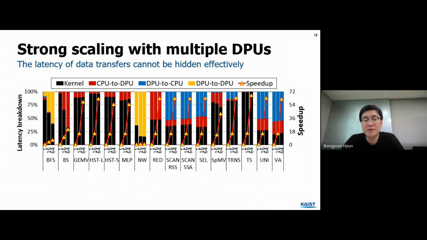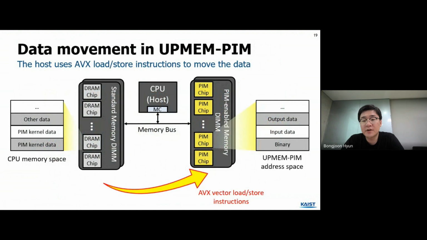and DPU to DPU. For data transfers to occur, the UPMEM-PIM SDK utilizes AVX vector load store instructions to explicitly move data across two separate spaces, the CPU memory space and the UPMEM-PIM address space. Because such data transfer latency cannot be overlapped with the PIM kernel execution time across multiple DPUs, the system-wide performance is dominated by data transfers.